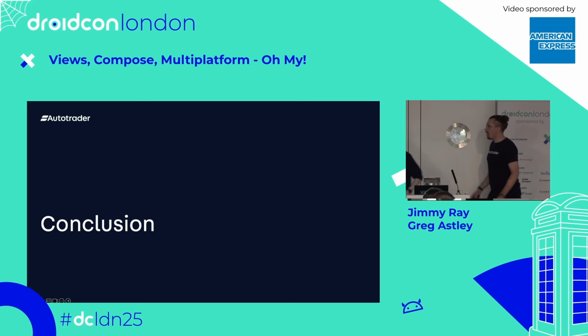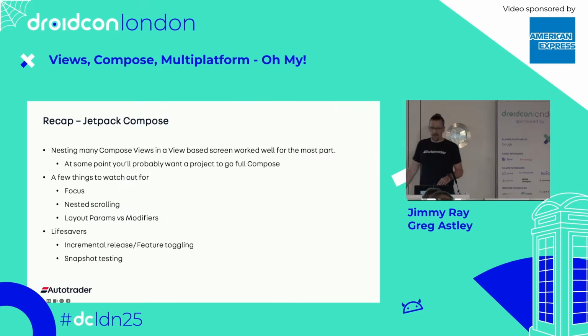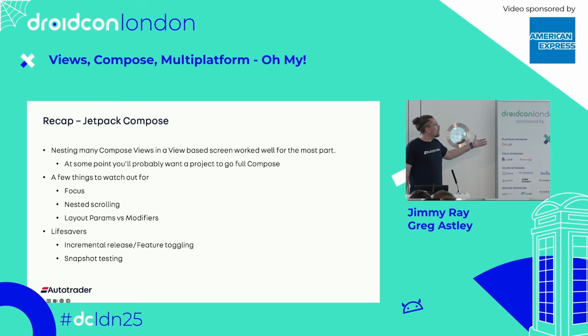Yeah. So that brings us to the conclusion of the talk. Quick recap over everything. Jetpack Compose, nesting views and incremental conversion did work well for a while, but you're probably going to end up having a big bang project at the end with that. A few things to look out for. Focus caught us off guard. We didn't expect it to be that difficult with it. Nested scrolling and layout params. The layout params aren't exactly one-for-one with what you'd expect on an Android view, and there can be quirks with that. But if you've just got a normal screen, you're probably not going to see the issues that we had.